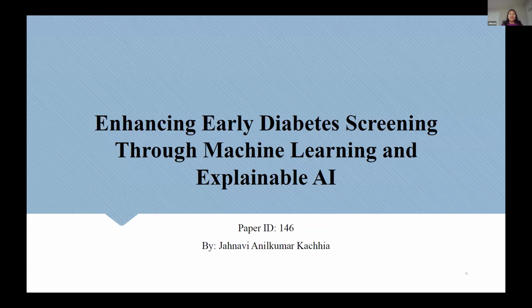So I'll be presenting enhancing early diabetes screening through machine learning and explainable AI. What we are suffering from is, we know there are diabetic patients worldwide, but how do we detect diabetes early, and even the early signs of diabetes, so that we can intervene and resolve the issue? There are some AI solutions, but the question is how reliable and how accurate those systems are.